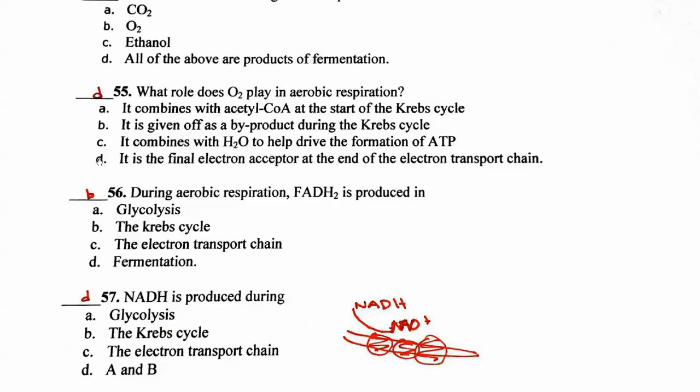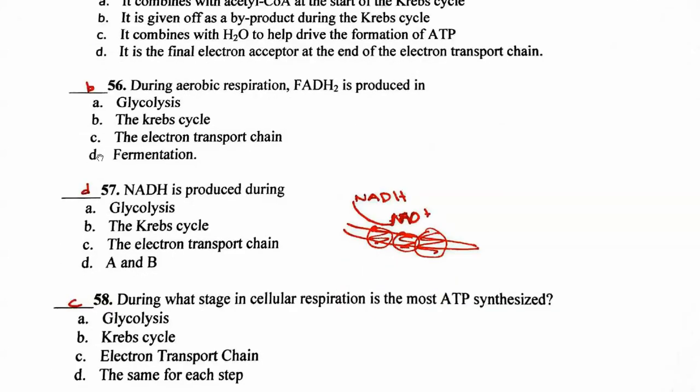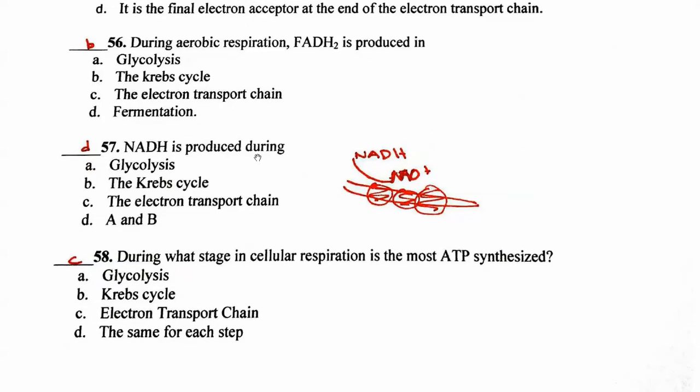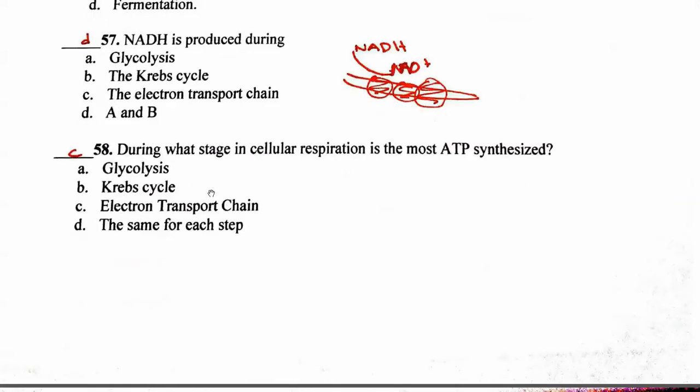It is your final electron acceptor, and it makes water. During aerobic respiration, FADH2 is produced in the Krebs cycle. Your 2 electron carriers are NADH and FADH2. NADH is produced during blank. It's produced during your glycolysis and the Krebs cycle. The reason why it's not produced in the electron transport chain, it's used up in the electron transport chain. You can see NADH here delivers 2 electrons to the electron transport chain, and therefore it's NAD+. Okay, everything else produces NADH.